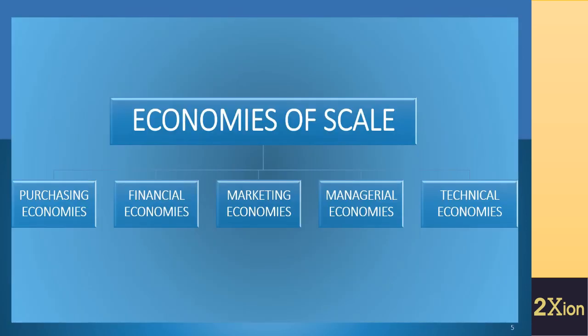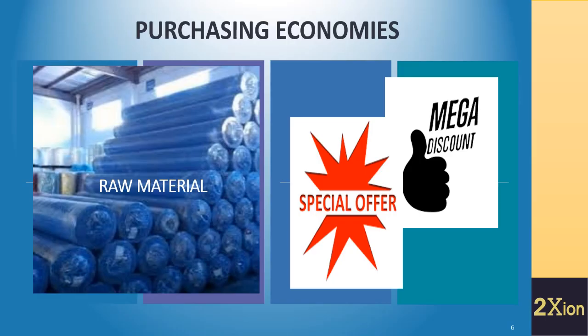Economies of scale can be further classified as purchasing economies, financial economies, marketing economies, managerial economies, and technical economies. Let's see the economies one by one. First one is purchasing economies. As large businesses have large-scale production, they need to buy raw materials in bulk, so they get special price offers and discounts. Altogether, large businesses are able to save cost, thus average cost per unit reduces.